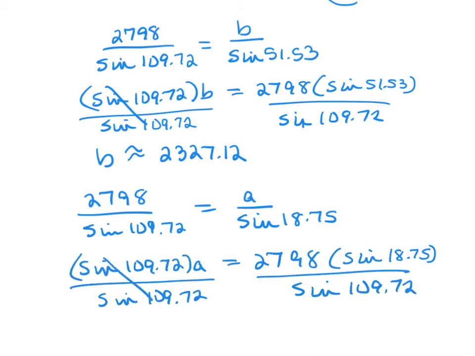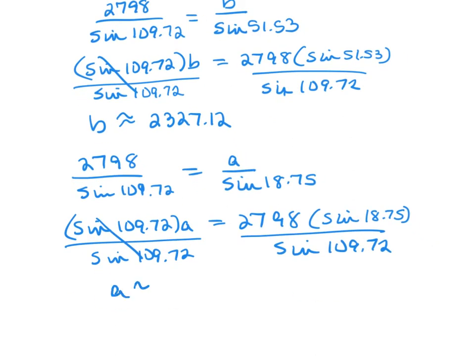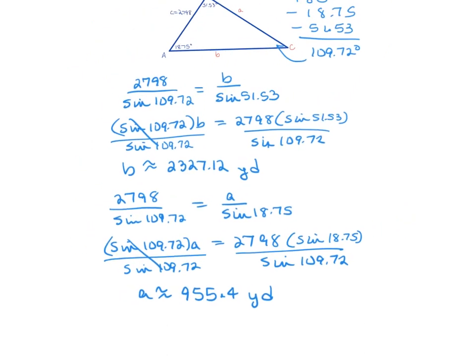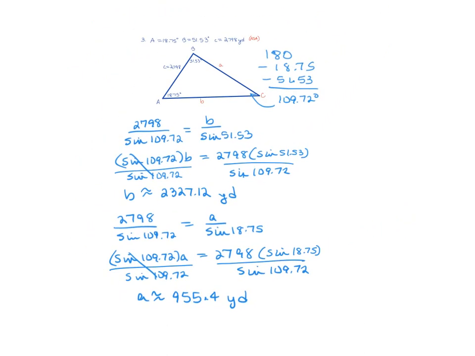109.72. And little a is approximately equal to 955.4 yards. These were also yards. So again, this case only produces one triangle. It is not the ambiguous case. Now we'll talk about the ambiguous case.